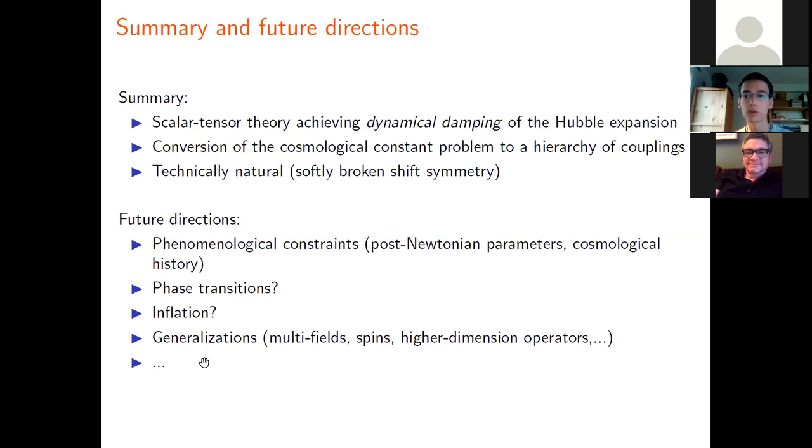And then, because the model is so simple and generic, you can imagine many modifications, many generalizations. You can replace the scalar field by a spinor field, a higher spin field. You can put many fields. You can try to embed this effective field theory into some more UV complete theory. So there are many open directions. And okay, with that, I will end. So please, if you have any question or comment or even a strong objection, it's also very welcome.